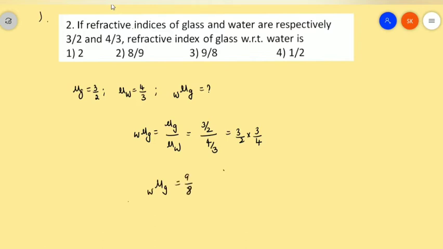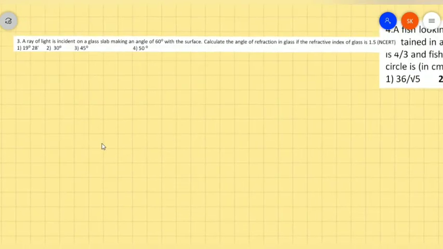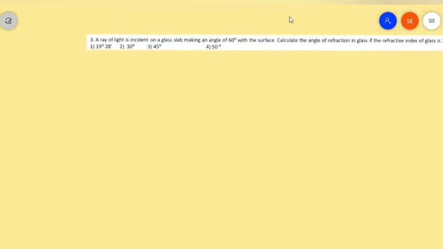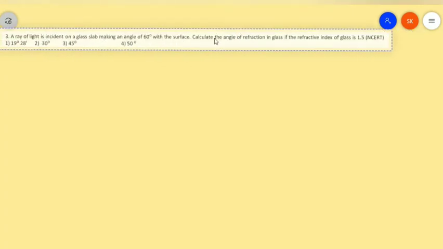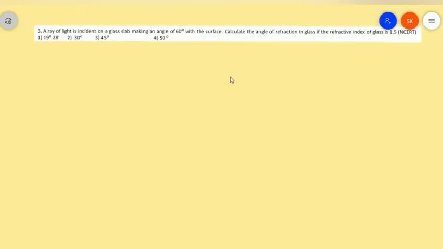Let us go for the second question. Second question is completed and let us go for the third one. You see this, this is the third problem. What they are asking in this problem, you see, it is a very simple problem, and it is a ray of light incident on a glass slab. Okay, this is for example a glass slab.